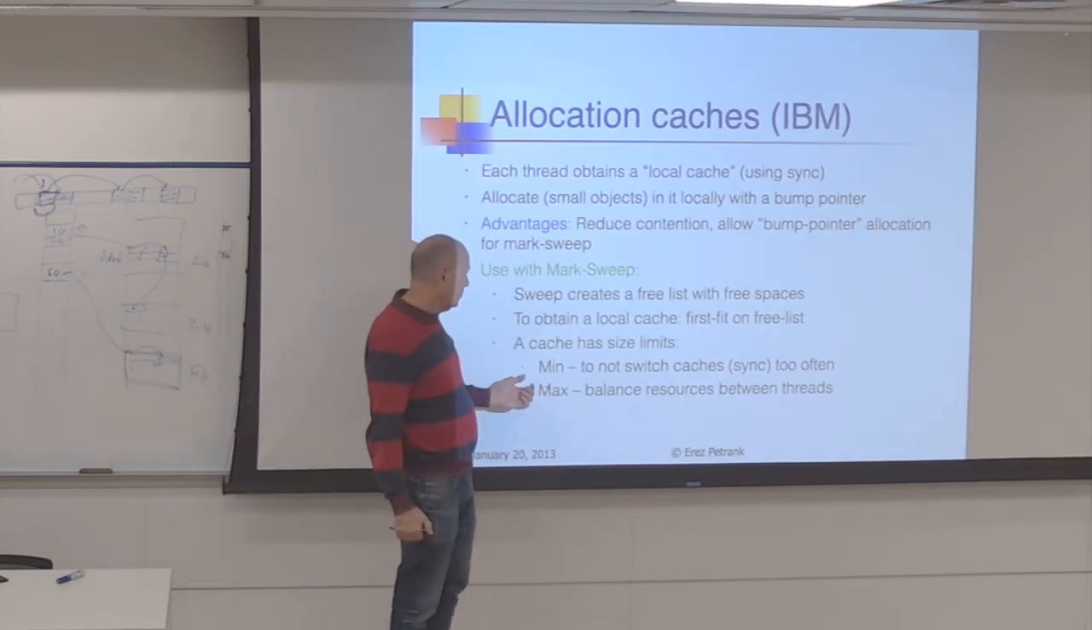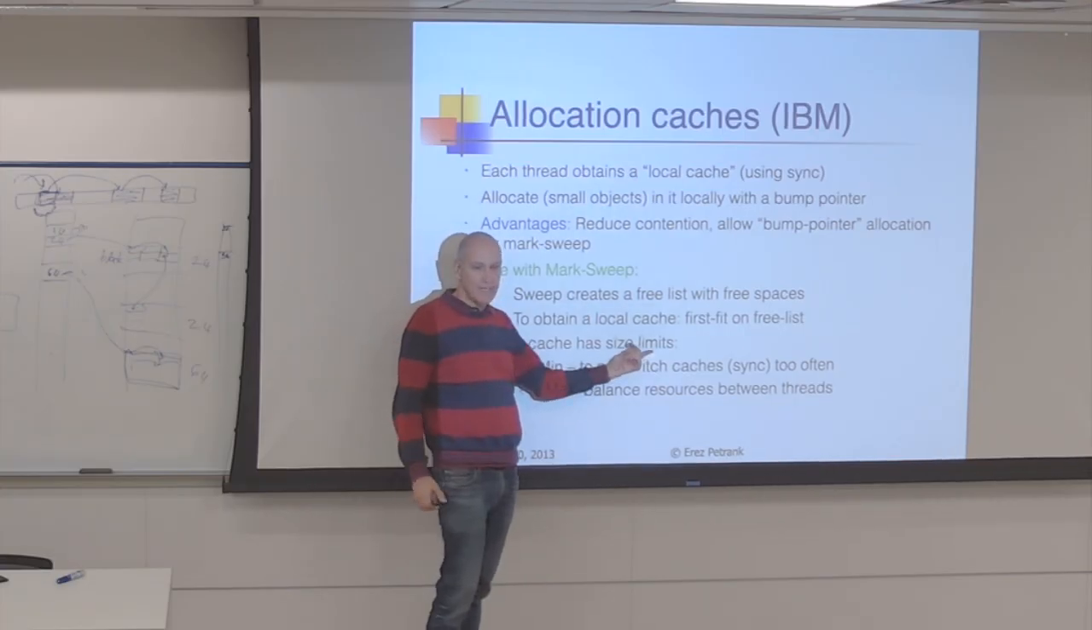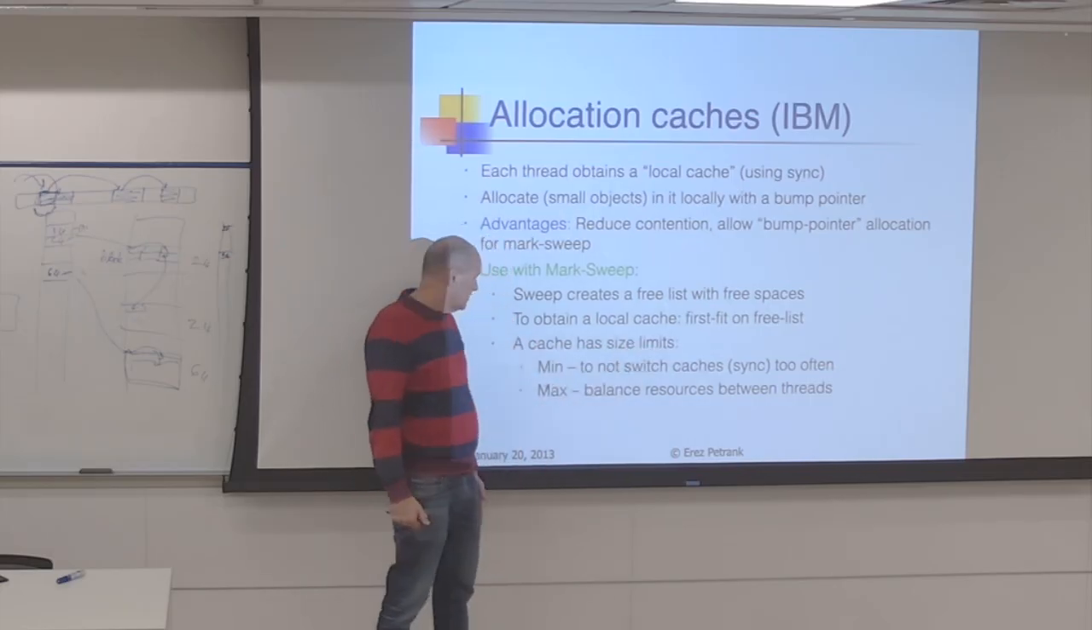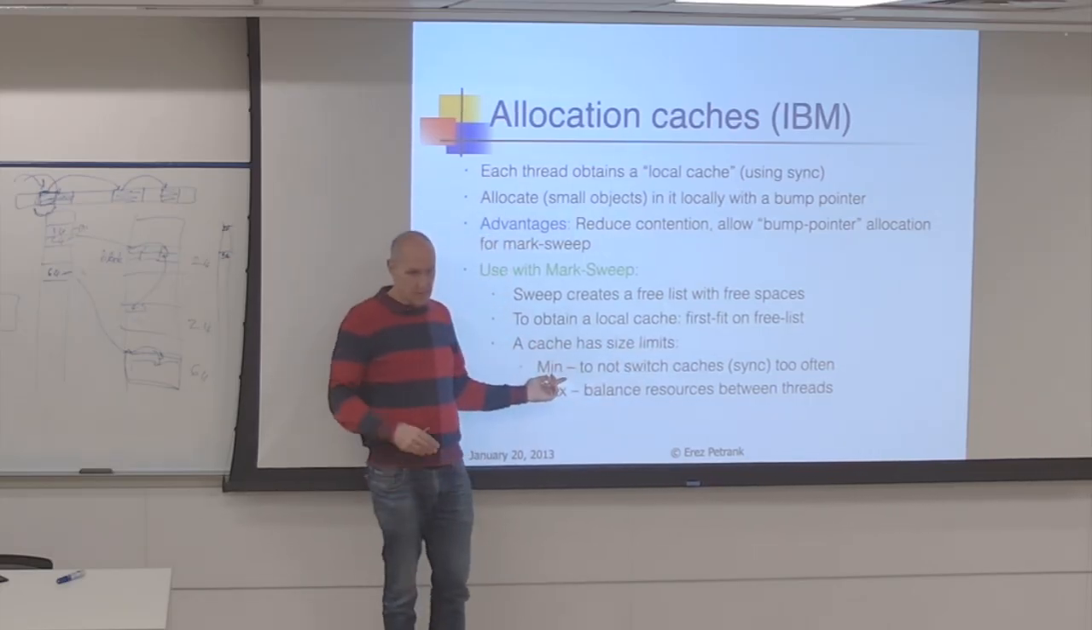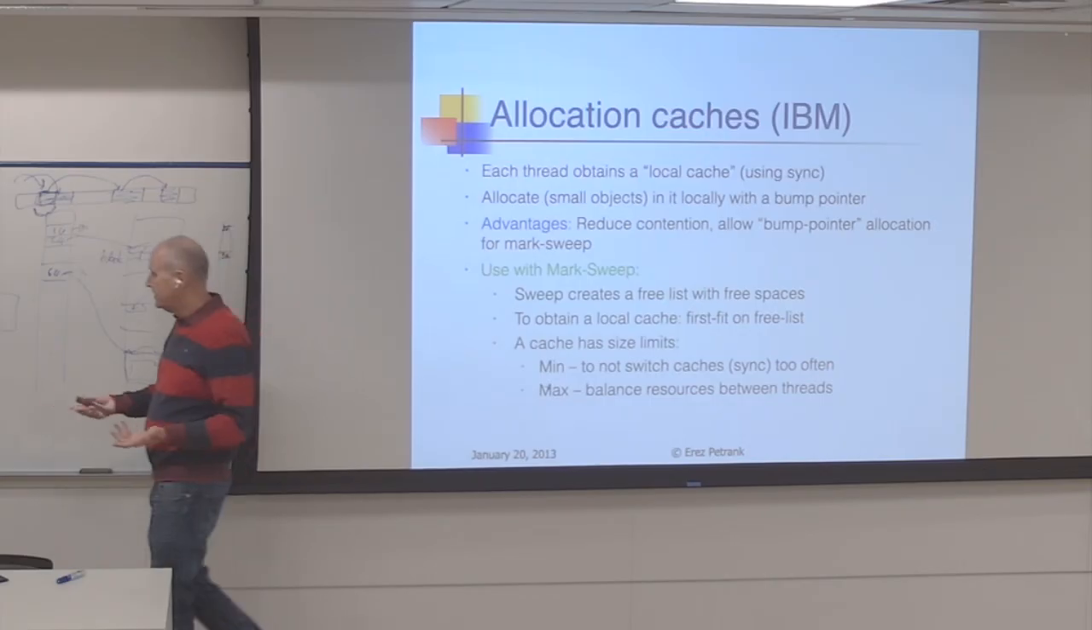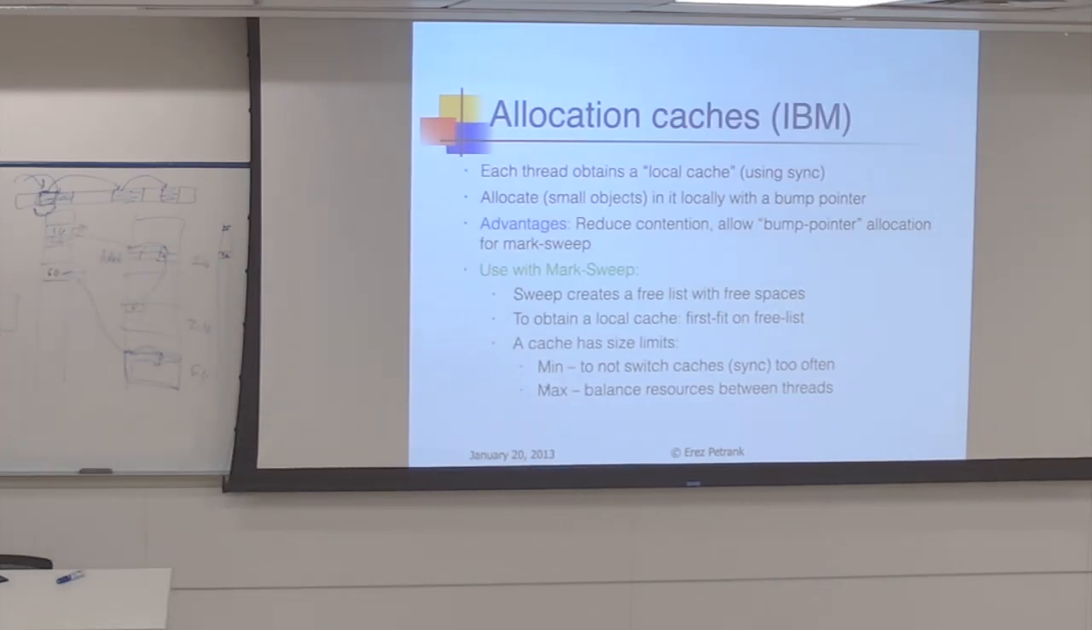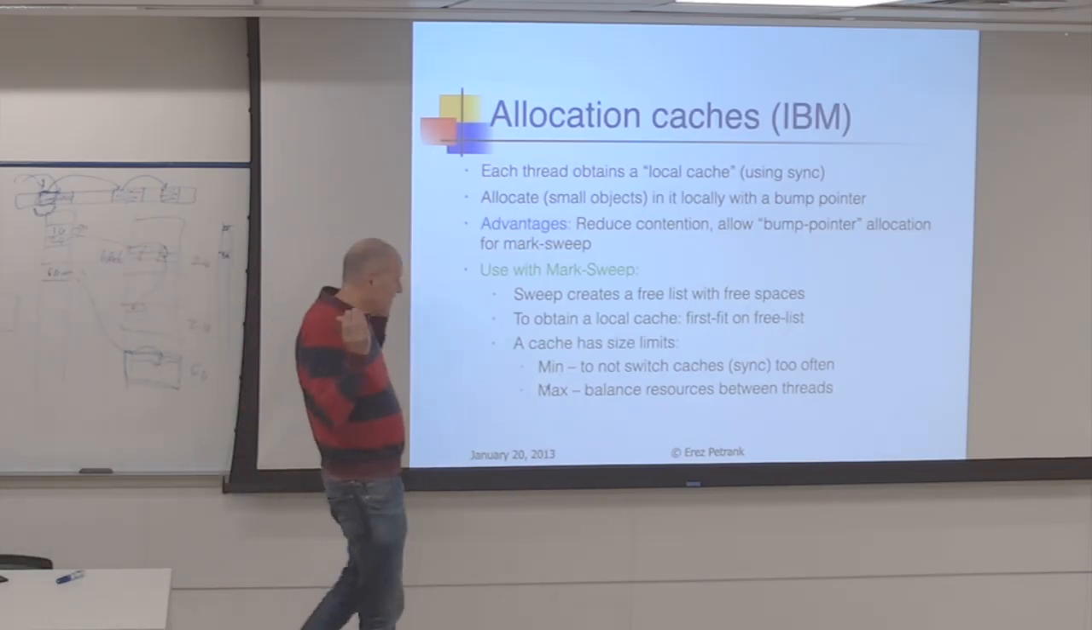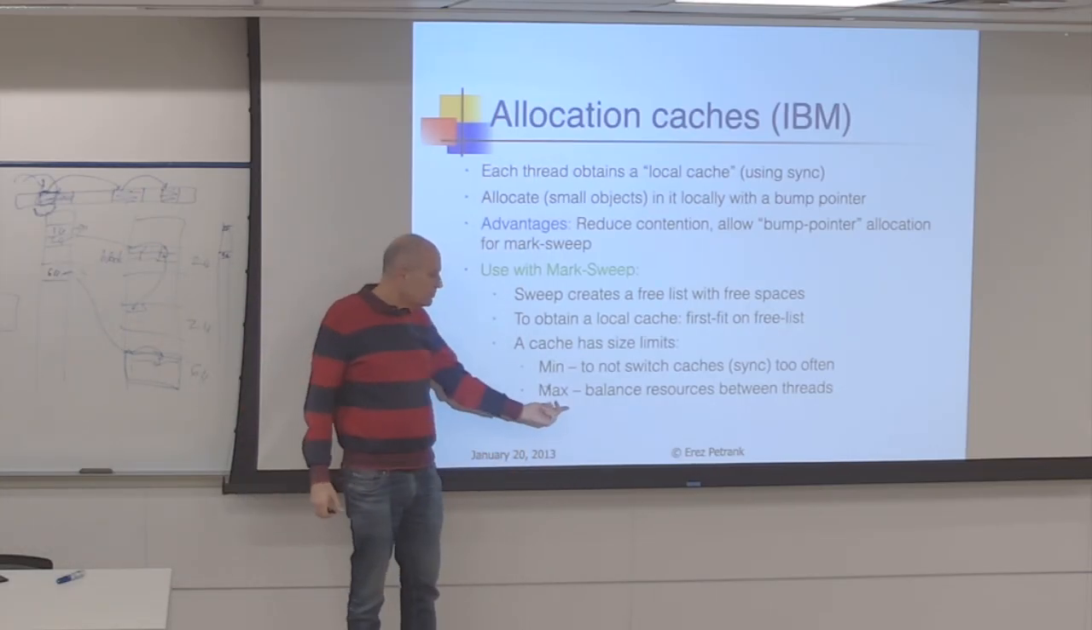Okay, so I put limits on the size of the cache that I allocate. First of all, I don't want to get something that is too small because then I don't get the benefit. I want to be able to allocate a few objects before this is exhausted. So I don't want to get something that is too small and then compete on this pointer again. So there is a minimum size that I will take, maybe, I don't know, 1K. And there's also a maximum size.